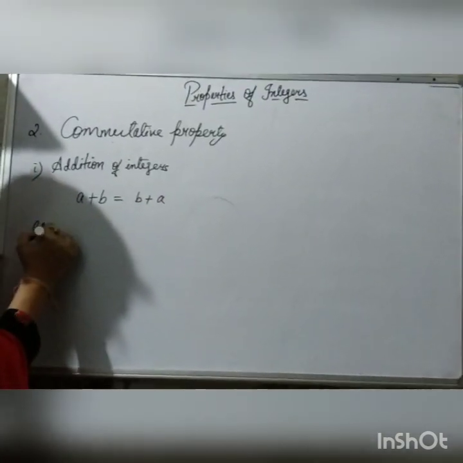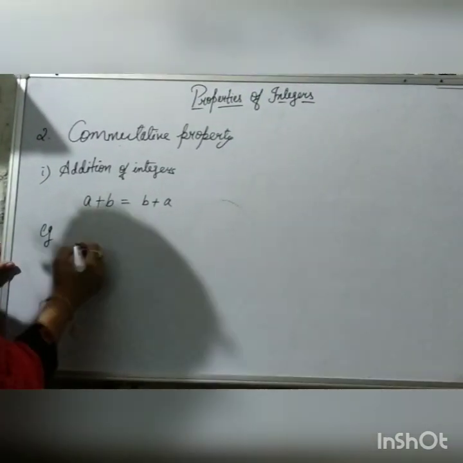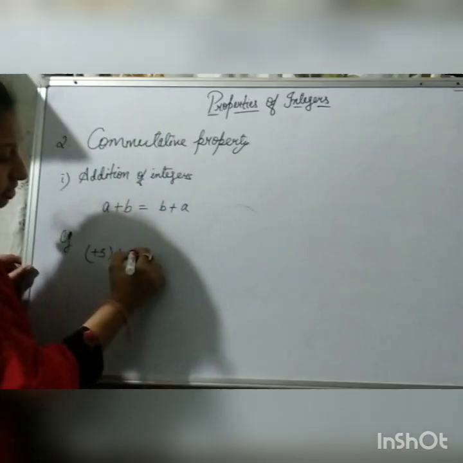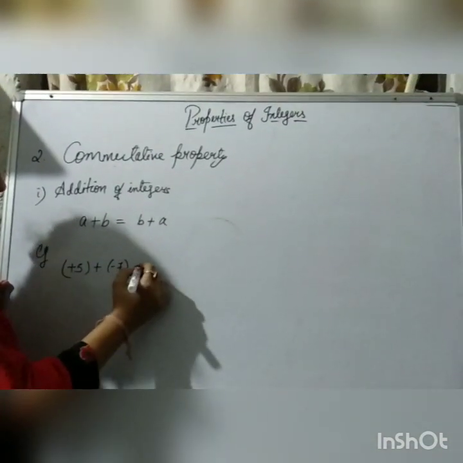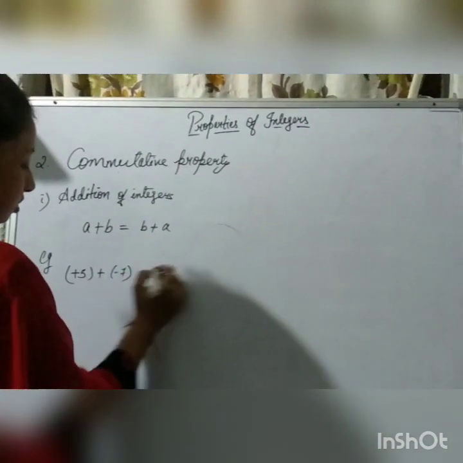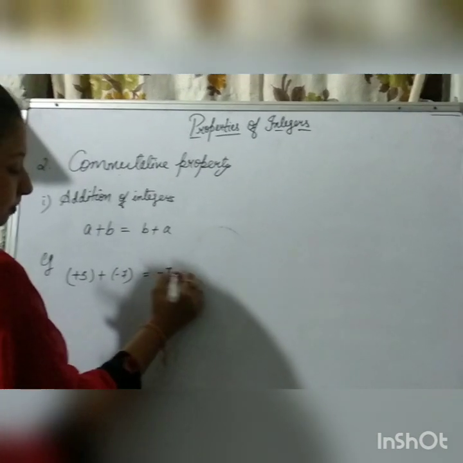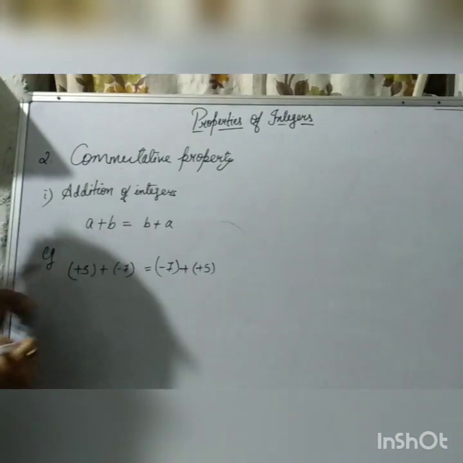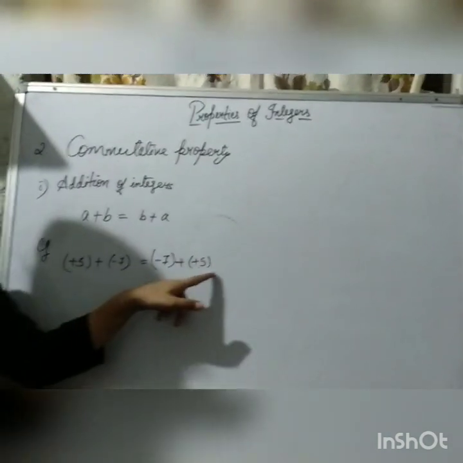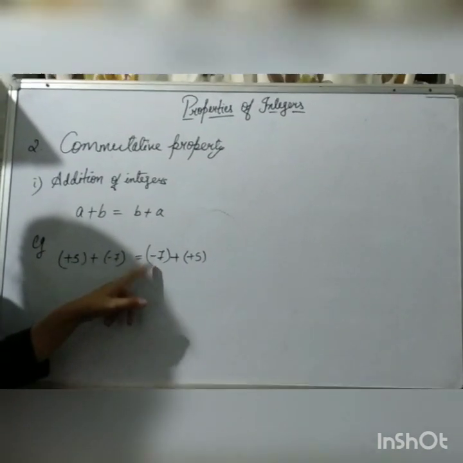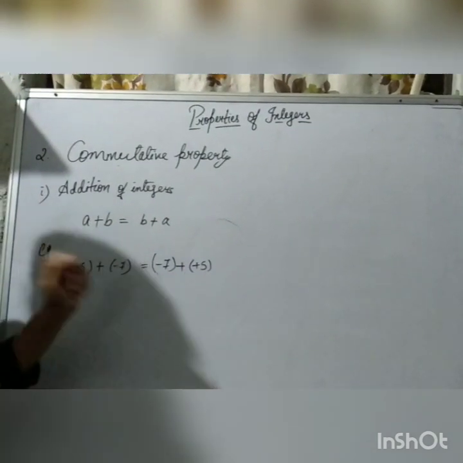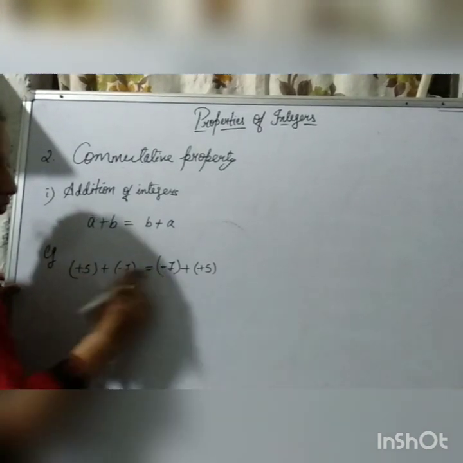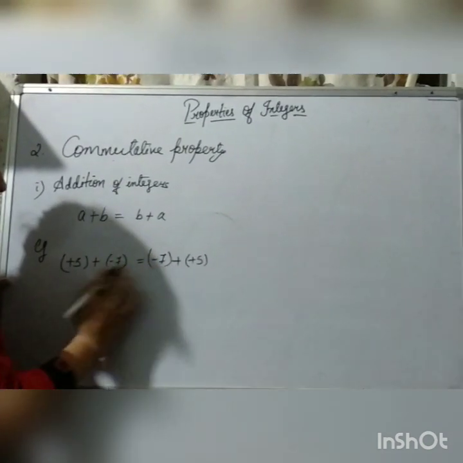So let us take an example. If I have taken plus 5 and the next integer I have taken negative 7, this will be equal, according to the commutative property, to minus 7 plus 5. That means if I change the order, minus 7 will come as the first integer and in the place of the second integer, plus 5 will come. Now we'll check whether both sides are equal or not.